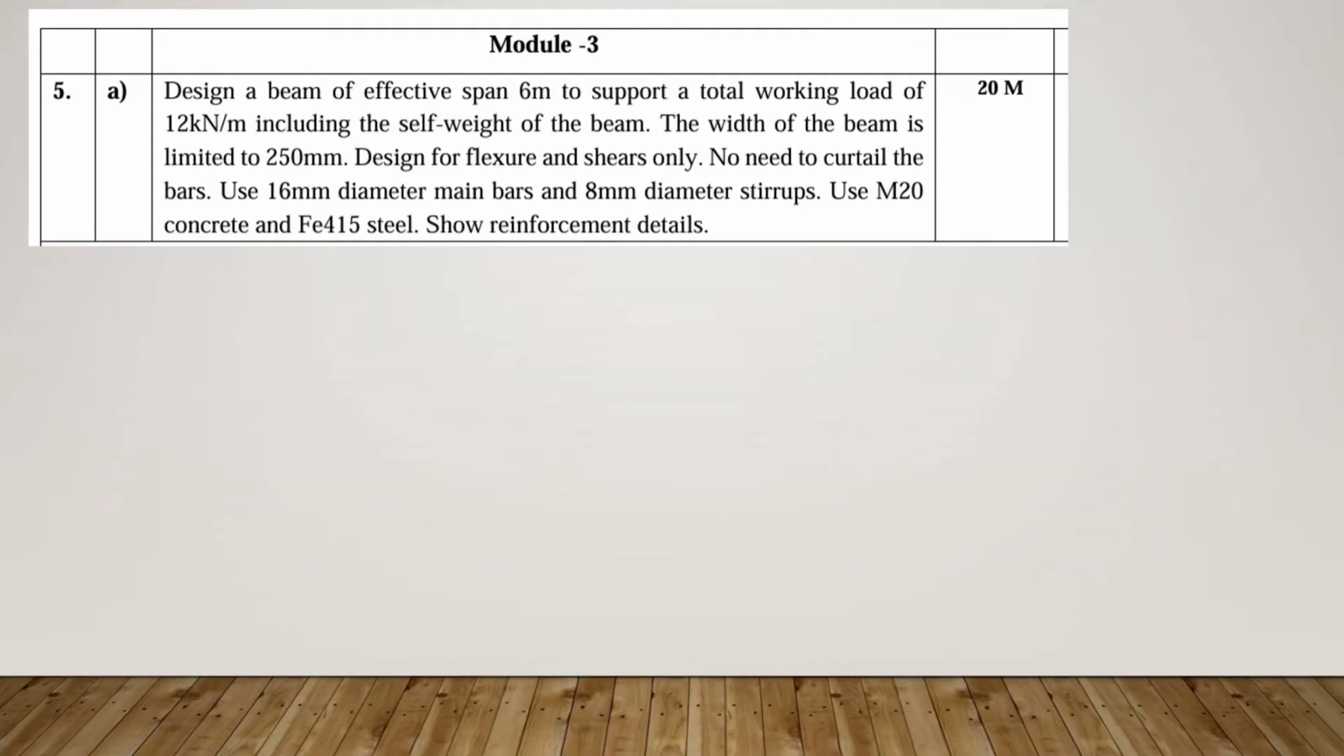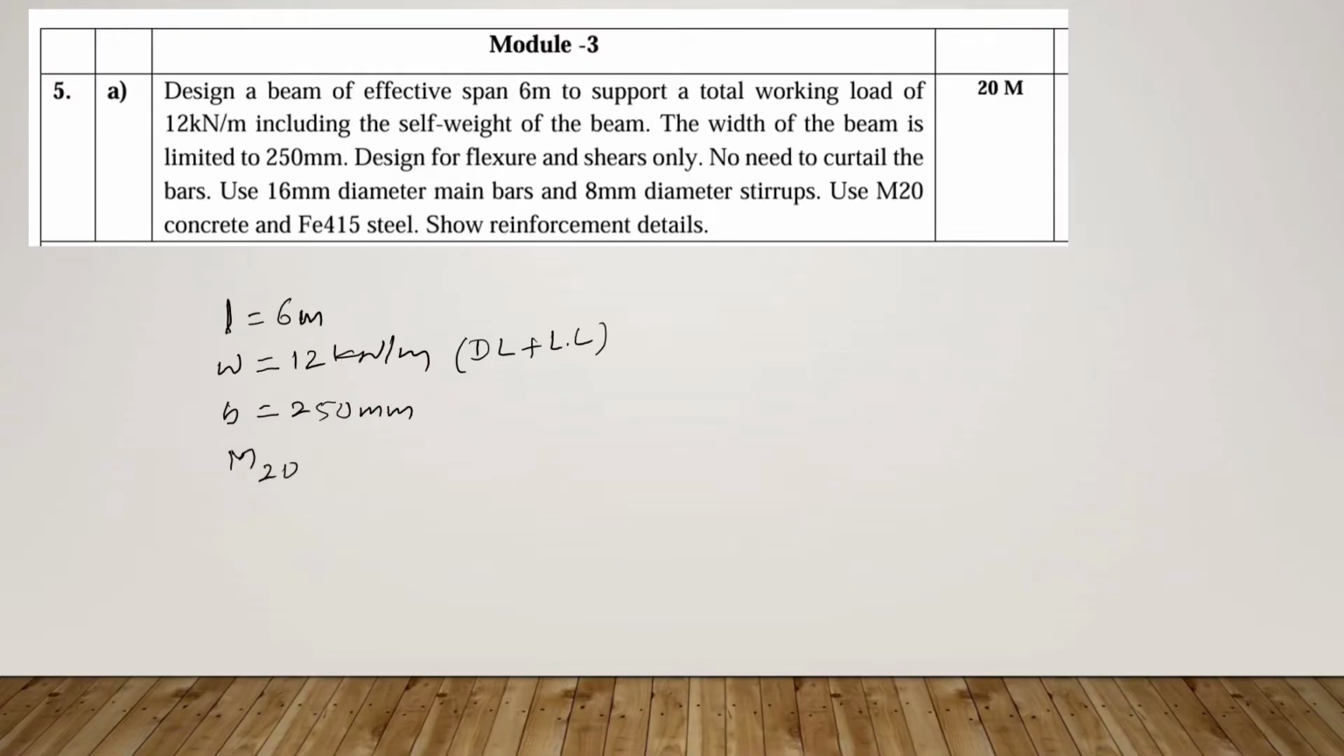Effective span, that is small l, is equal to 6 meter. Total working load of 12 kilonewton per meter. That means w is equal to 12 kilonewton per meter. This load included self-weight also. So dead load plus live load is equal to 12 kilonewton per meter. The width of the beam b is equal to 250 mm.